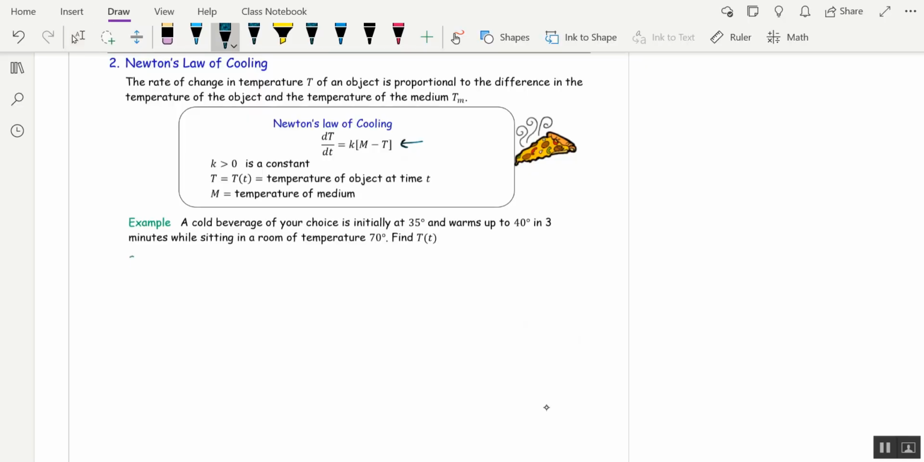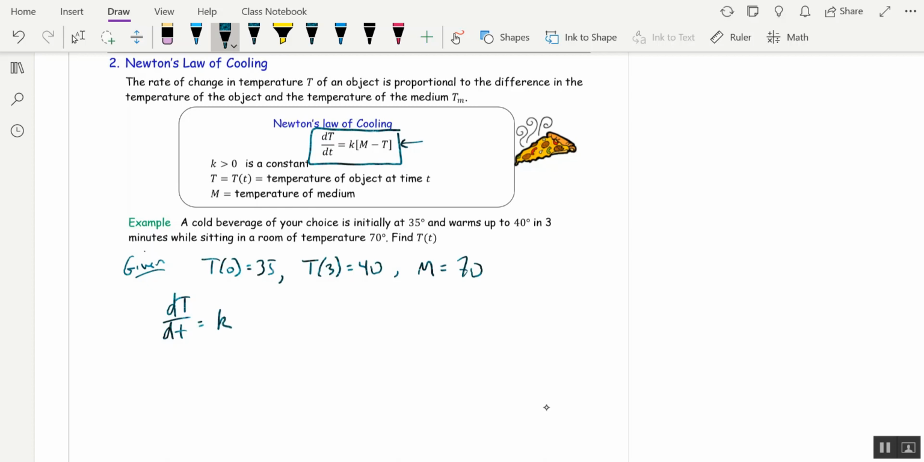Okay, so what are we given? I always like to write down the information I'm given in terms of equations. I'm given that T of 0 is 35. I'm given that T of 3 minutes is 40. And I'm given that M, the temperature of the medium, is 70 degrees. So my differential equation is dT/dt, going right from this equation here, plugging in what I know, is K times (70 minus T). I want to solve that for T.